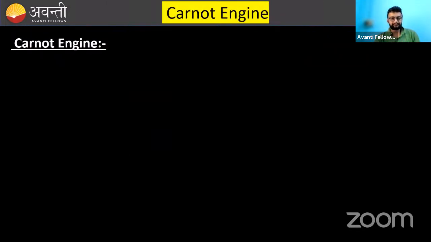Now, again moving further, there is the Carnot engine. What is the Carnot engine? This is again a heat engine.